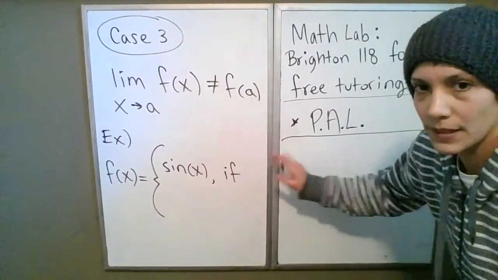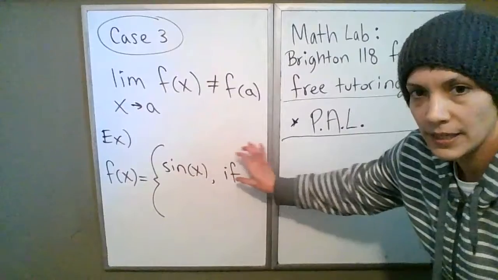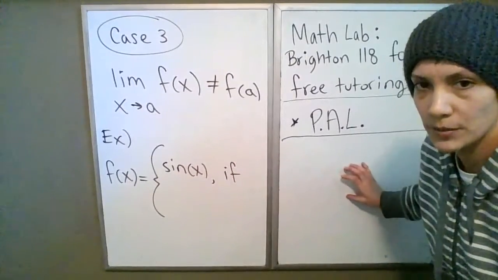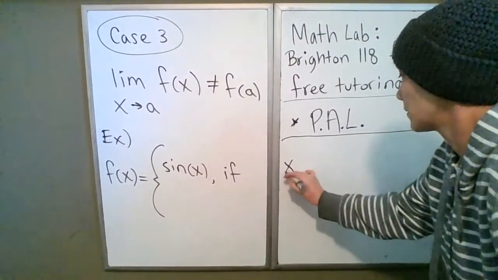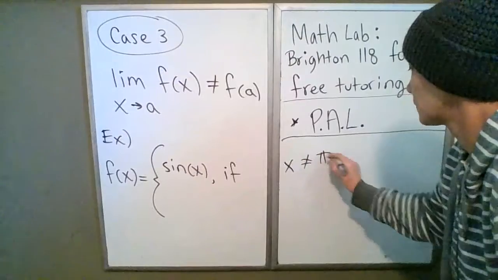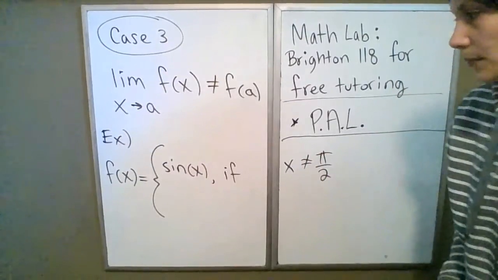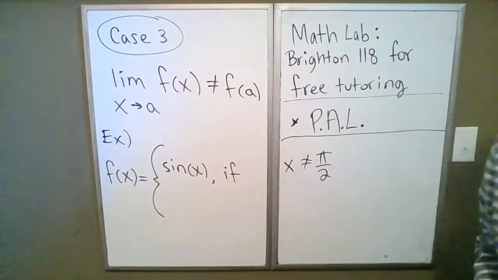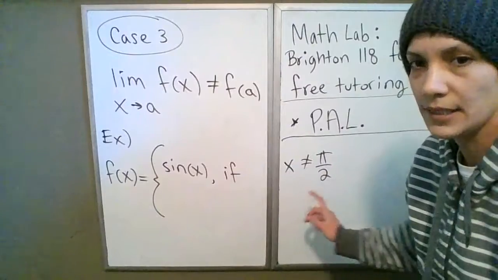Okay, so we're doing this function sine of x if x does not equal pi over 2. And we're going to go to -3 when x equals pi over 2.